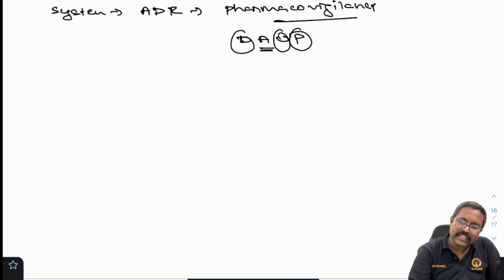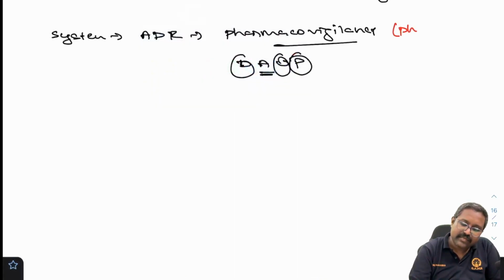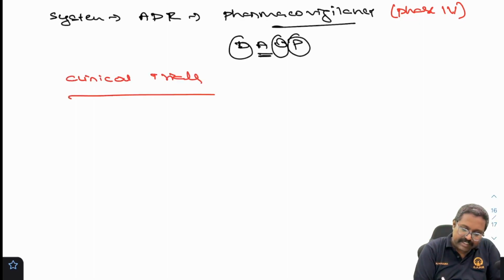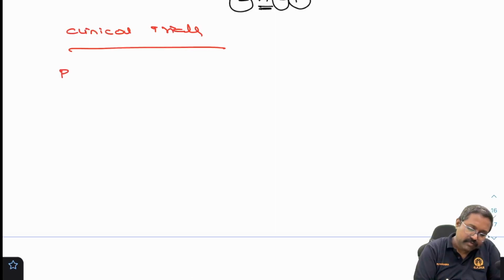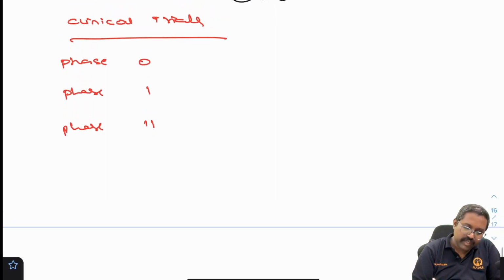So usually pharmacovigilance will deal with which phase of the clinical trial? It deals with phase 4 of the clinical trial. So what are the clinical trials? We have phase 0, phase 1, phase 2, phase 3, phase 4, and we have phase 5 also.